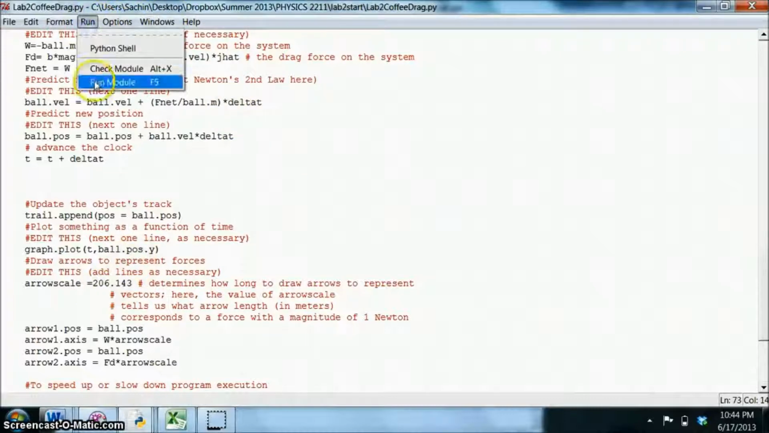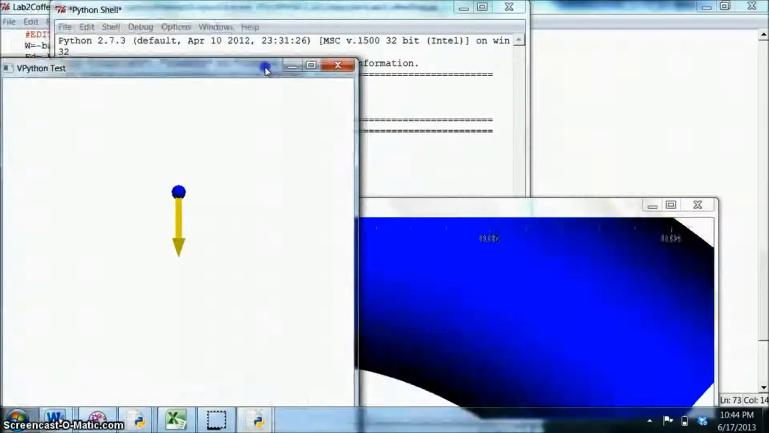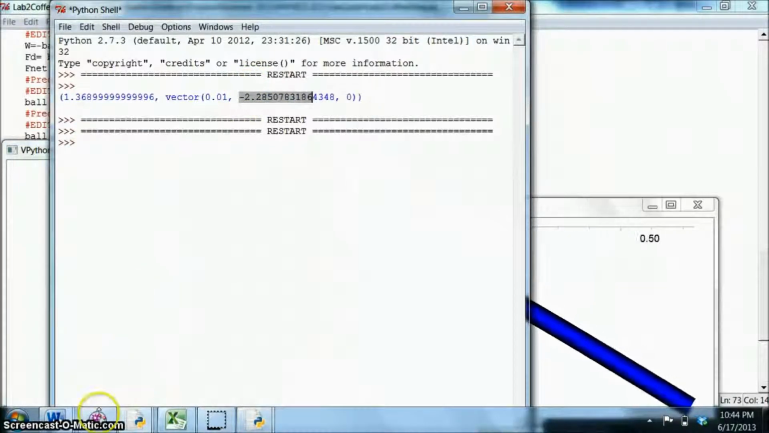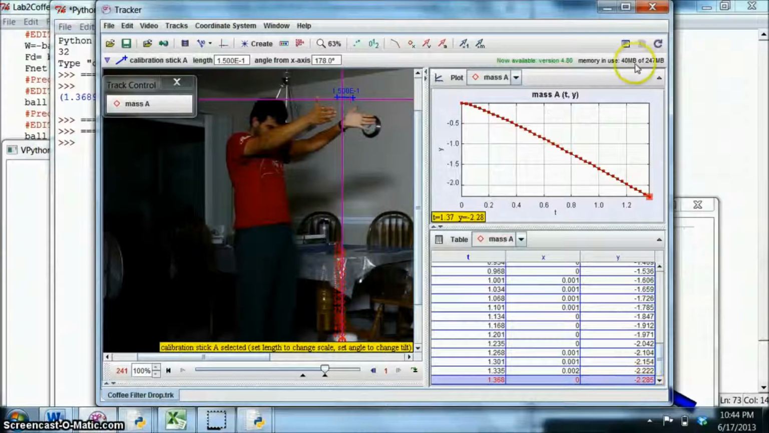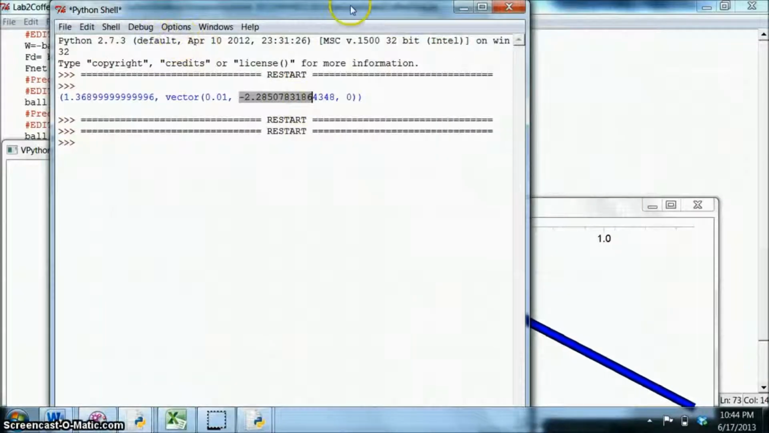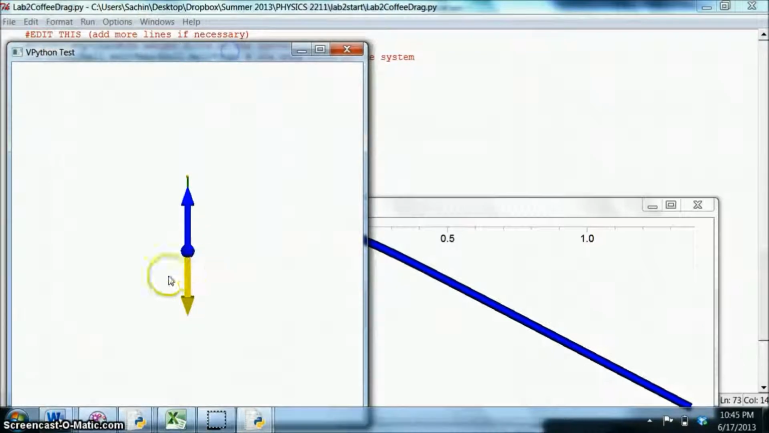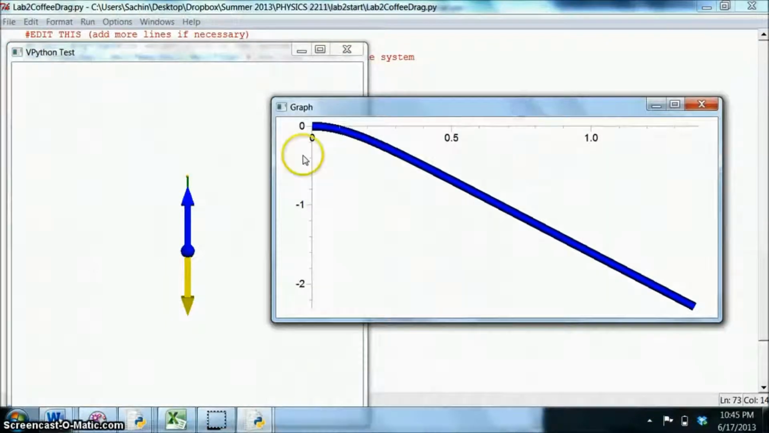If we run this code, see how it looks. My b value gave me the final position that I got from tracker, which was negative 2.285, and you can see it right here. So that means my b value is correct here. This is how my object looks. The yellow arrow represented the weight force, the b represented the drag force, and this is my model graph. Here it's pretty straight, and I'll get to that in a minute when I compare all three of them together.